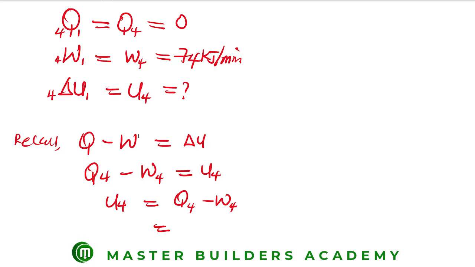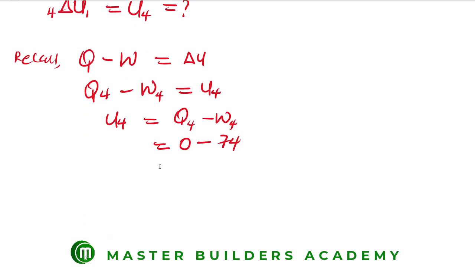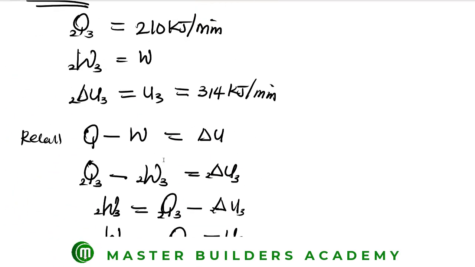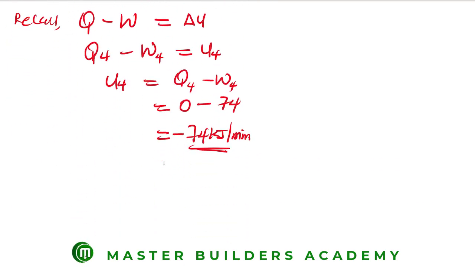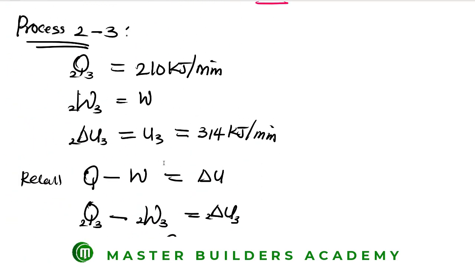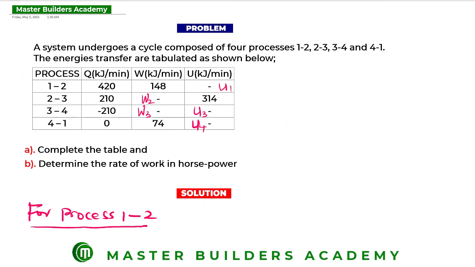And then what is Q4? Q4 is 0. Minus W4 is 74. And when we simplify this, we have our final answer to be negative 74 kilojoule per minute. So this is the answer to this very question, as you can see. I hope you can see it now. This is the answer to this question, and it's so simple.